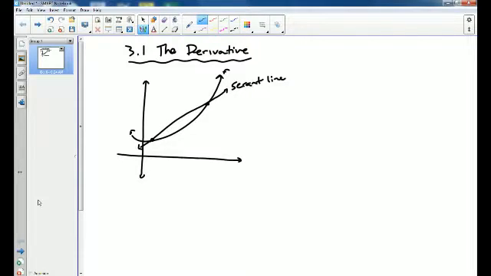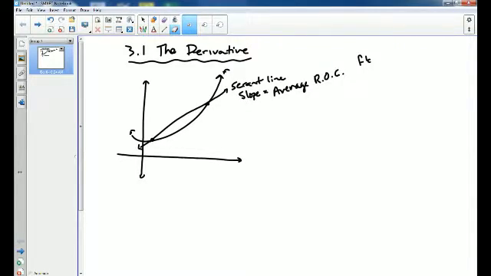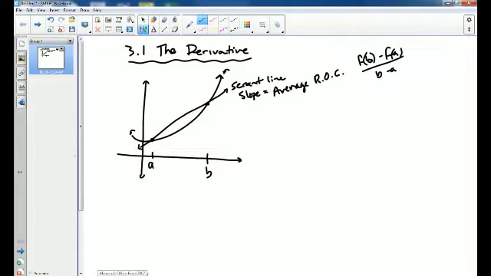A secant line. What is the slope? The slope represented average rate of change, right? And that formula was, this is B, this is A. Correct? This is all stuff we've learned. Average rate of change.